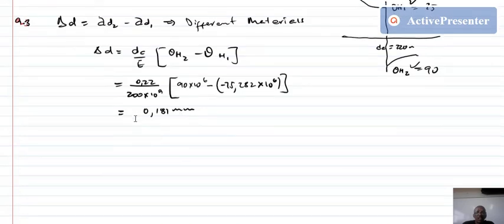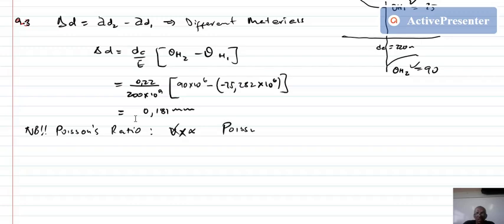Now, you should notice that the Poisson's ratio, V, is not given. So it shows that the materials are the same. Clearly, they didn't give us the V at all. Now let's check, for instance, the Poisson's ratio of steel, which was 0.3. That is the same as V.